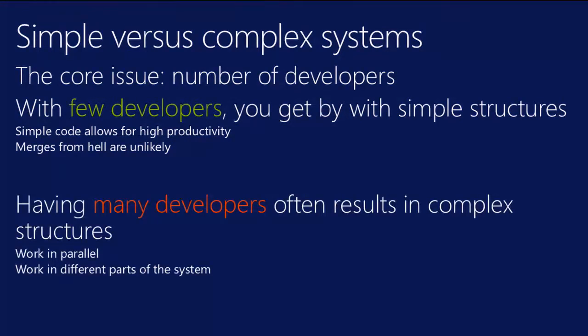So if you have many developers, that often leads to complex structures. It tends to grow complex structure out of having many developers. Many developers drives size and complexity. And the reasons are that you want to be able to work in parallel, and you want to be able to work in different parts of the system. And while that's nice in theory, I have never really seen it work in practice. Because even if you think you can do this, you end up stepping on each other's toes.